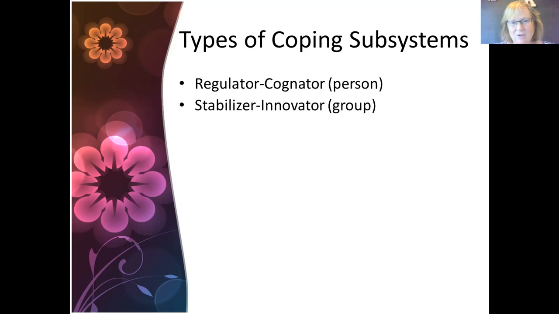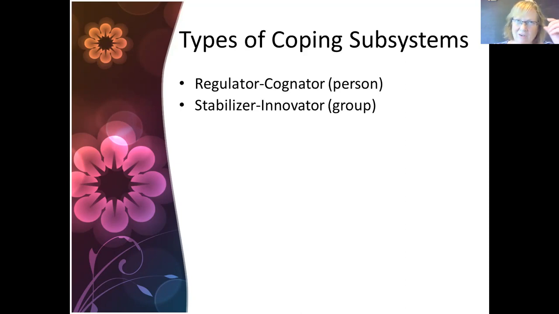So the regulator is involved in those automatic physiological responses. And so we don't have to tell our heart rate to go up. We don't have to tell our breathing to go up. We don't have to tell our body to provide a shot of adrenaline. That all happens automatically through our autonomic nervous system.